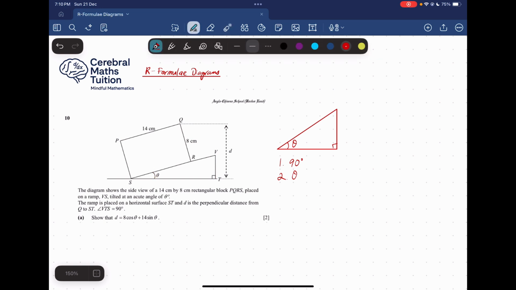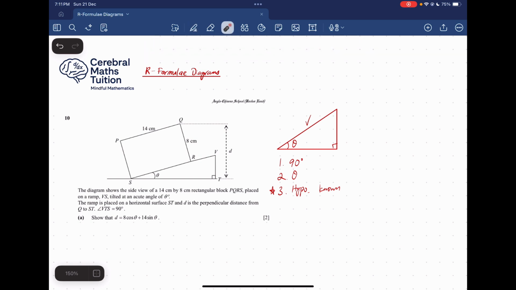The third element, and it's actually the most important, is for the hypotenuse to be known. So the hypotenuse of the triangle has to be a known length, like a constant. Look at the triangle VST. The hypotenuse, the longer side, is VS, but we don't know how long this is. We don't know how long it is in centimeters, and neither can we find out based on the information in the diagram.